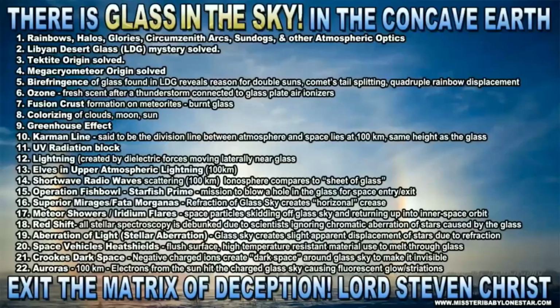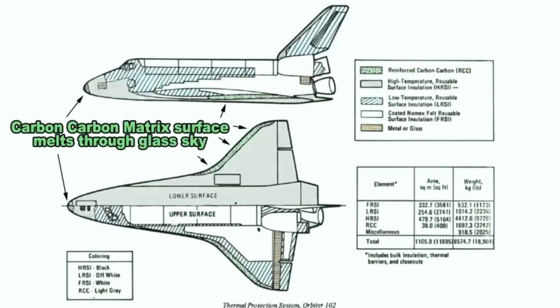Number 20, space vehicle heat shields, re-entry or entry. They have flush bottoms. They have high temperature resistant material like carbon-carbon matrix used to melt through the glass.